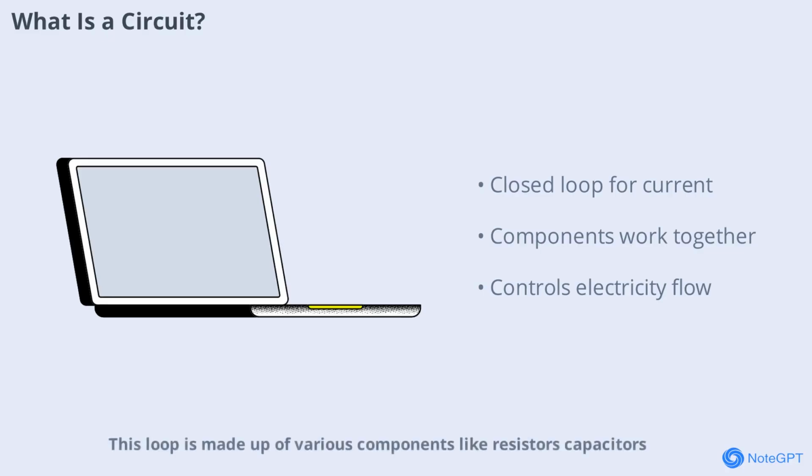This loop is made up of various components like resistors, capacitors, and transistors, all connected by conductive paths. The purpose of a circuit is to control the flow of electricity to achieve a desired outcome, such as lighting a bulb or powering a computer. Understanding how these components interact is the first step in circuit design. As we move forward, we'll see how each part plays a unique role in the overall function of the circuit.